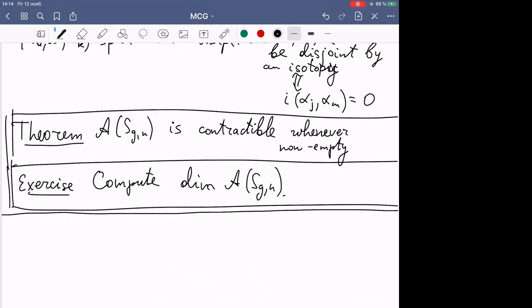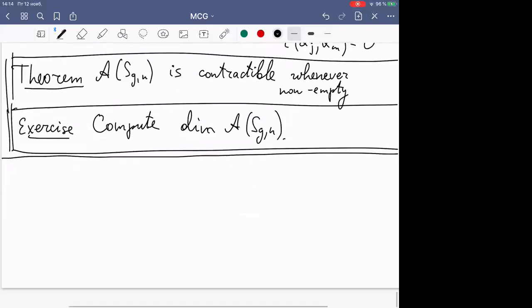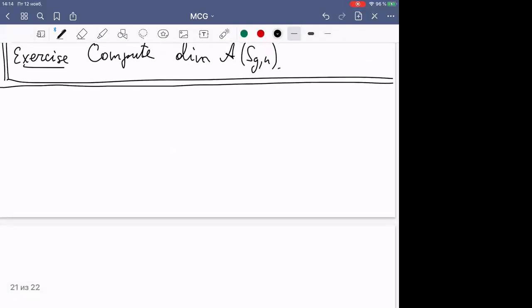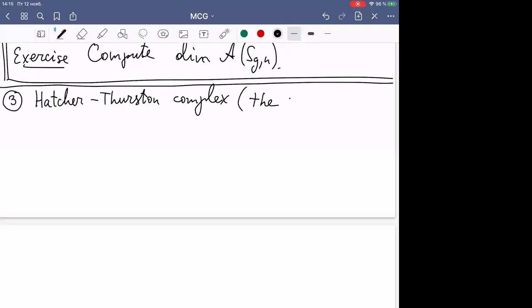Okay, and maybe another very nice complex, which was important historically, and which also has very deep origins. Maybe it is not so often used now. The matter is that this complex is only two dimensional. Its dimension is not something like 3G minus 3, and so on. It is the Hatcher-Thurston complex. And it is also called the cut systems complex.